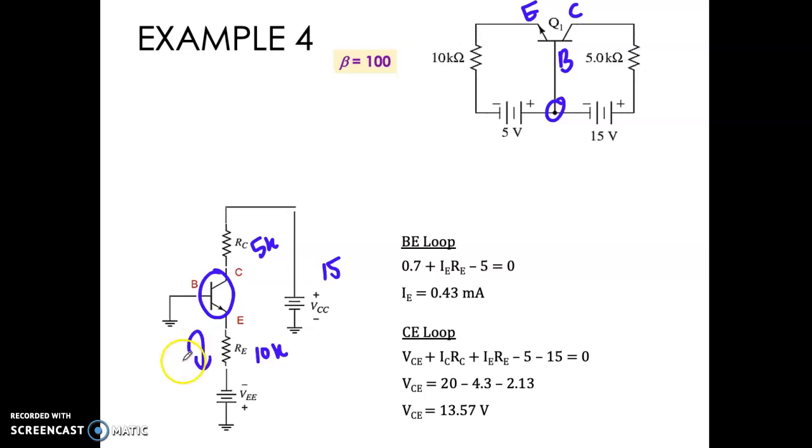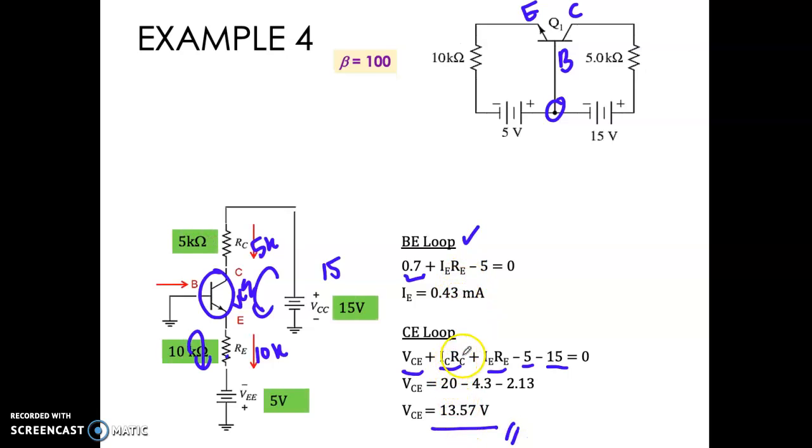So first step, change this to the normal position. And what will be the equation of your BE loop? The voltage between B and E is 0.7 plus REIE minus 5. And at your CE loop, let's say starting from VCC, so it becomes minus 15 plus RCIC plus VCE, so we have VCE here, plus REIE minus 5. Then you can get your IE and your VCE.